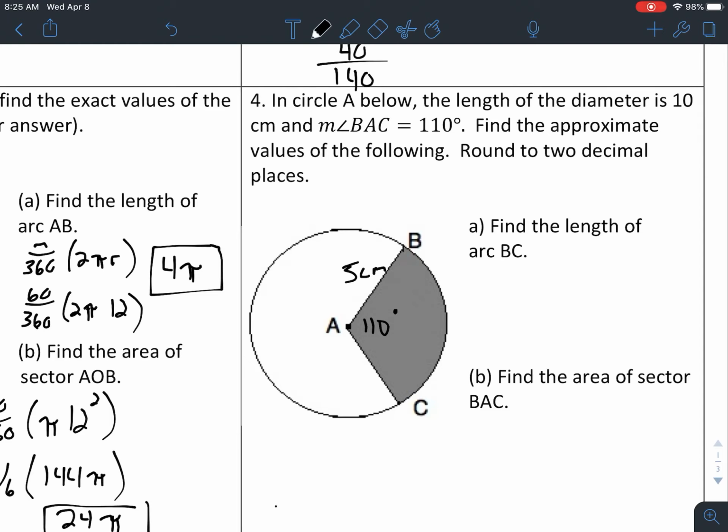It says find the approximate values of the following, round to 2 decimal places. So what that means is now we are going to be using pi. Okay, so we're going to multiply pi into there.